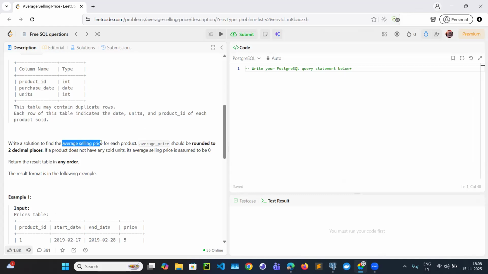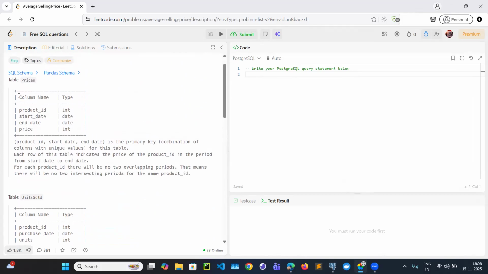Even before jumping into the query, immediately it comes to my mind that since we need an average, we either use some kind of avg function or the normal average formula, and the result should be rounded to two decimals. Rounded to two decimals means we need to use the round function. So, write a solution to find the average selling price for each product.